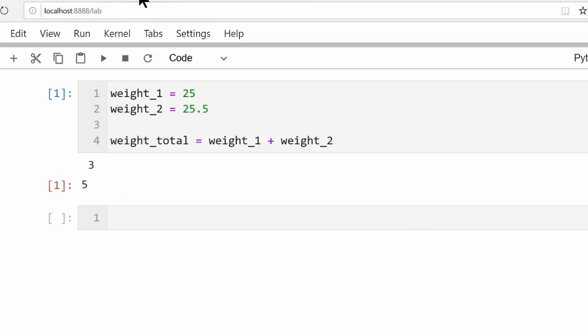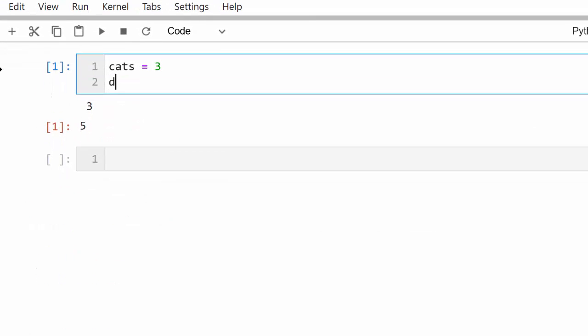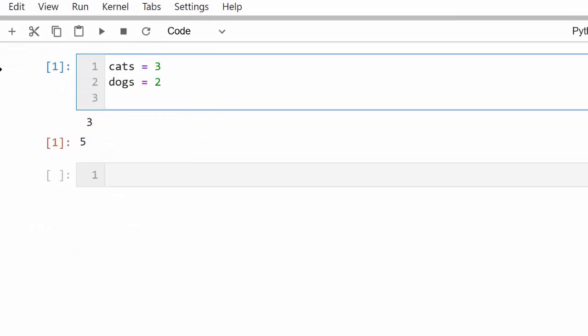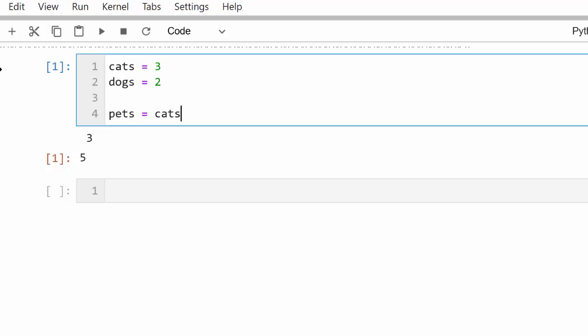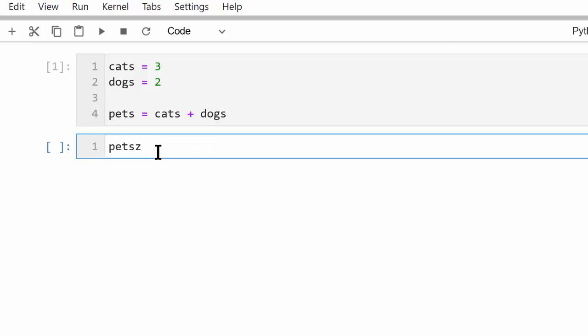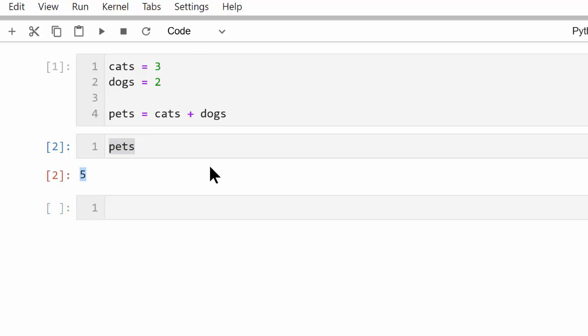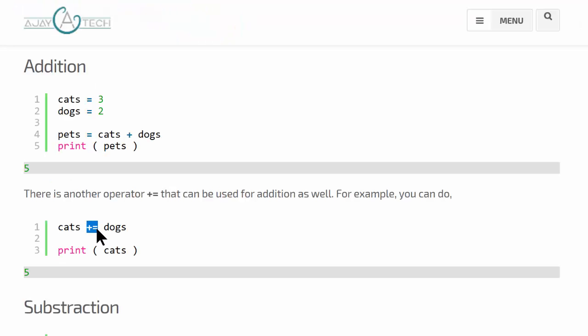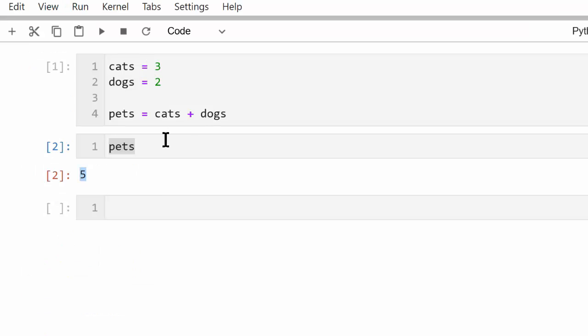Let's actually try it out. So cats equals 3, dogs equals 2, pets equals cats plus dogs, and then execute it. Okay, and then shift enter again. You'll see that the variable pets contains the number 5, 3 plus 2. There is this other operator called plus equals, which is a shortcut for cats equals cats plus dogs.